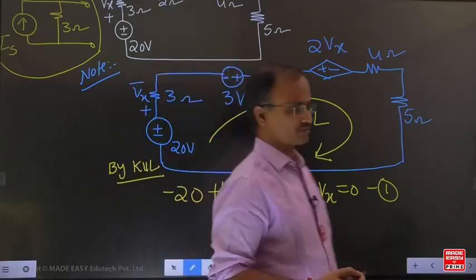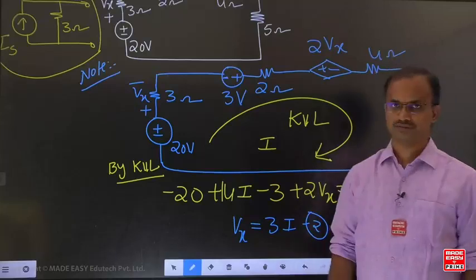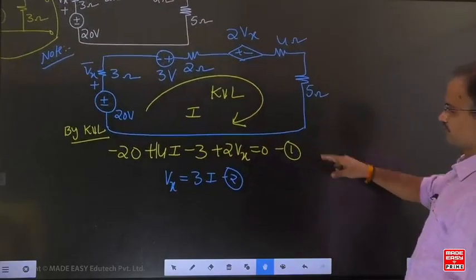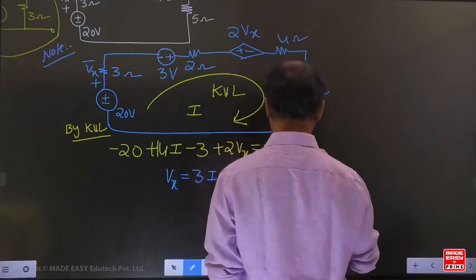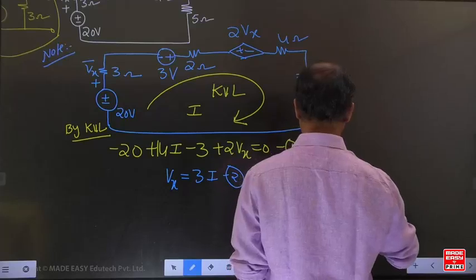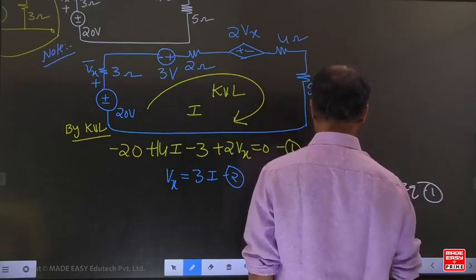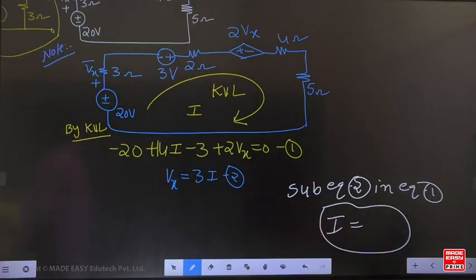Check करो जी. Now can you substitute equation 2 in equation 1? Substitute कर सकते ना? Check करो जी, do it. Substitute equation 2 in equation 1. Substitute करके simplify करने से I वैल्यू निकाल सकते ना आप? Try करो. Many students are saying 1.15.